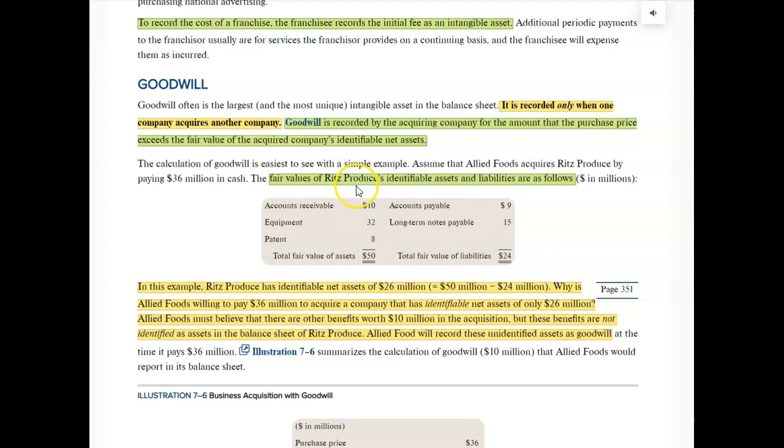We have the Ritz Produces company, and we look at the balance sheet. And this is a slimmed down balance sheet that's used when you buy a company. You want to know the assets that you're buying, and you want to know the liabilities that go along with it. So you have these quotes on these. The appraisal is done on the equipment and the patent, and the equipment appraised out at 32, the patent at 8.